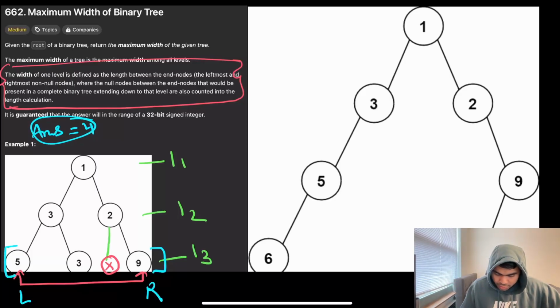Similarly, for example 2 as well, when we are calculating the max width, we will have to consider that there were supposed to be certain nodes which are basically null right now. However, when we are processing our tree using breadth first search or depth first search, we cannot process null nodes because they wouldn't have any left and right nodes. So let's go over this example first.